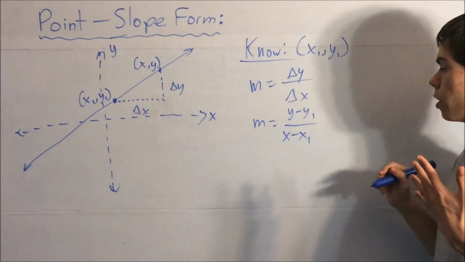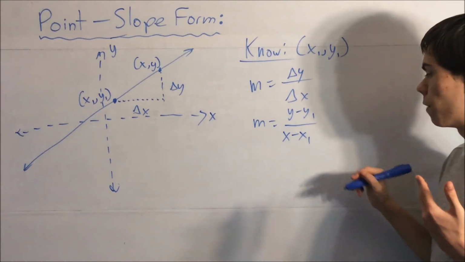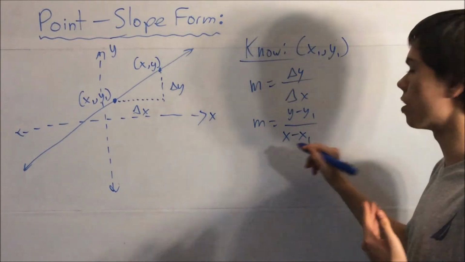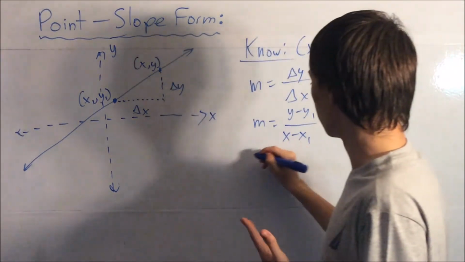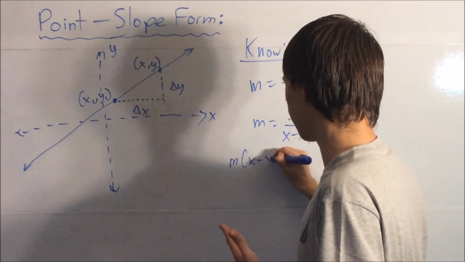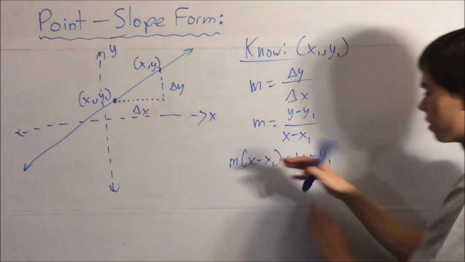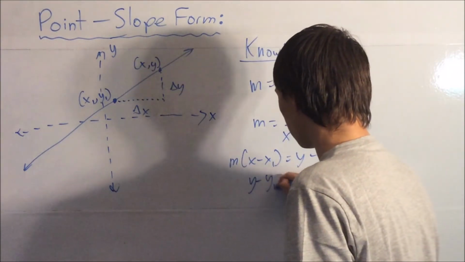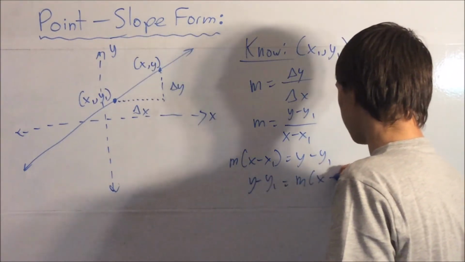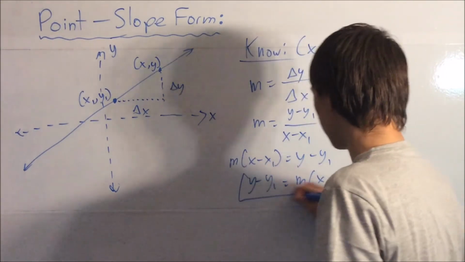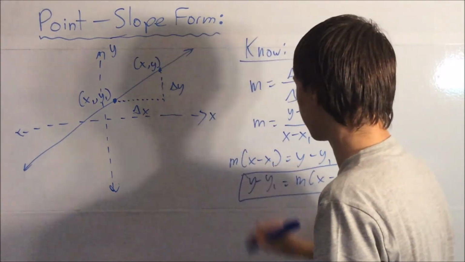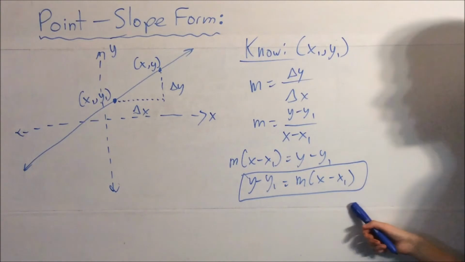Now, here's the thing. If we were to just multiply x minus x1 on both sides of the equation, we would get m times x minus x1 equals y minus y1. Flip this around, we would get y minus y1 equals m times x minus x1. And this is what we're familiar with as point-slope form of a line.